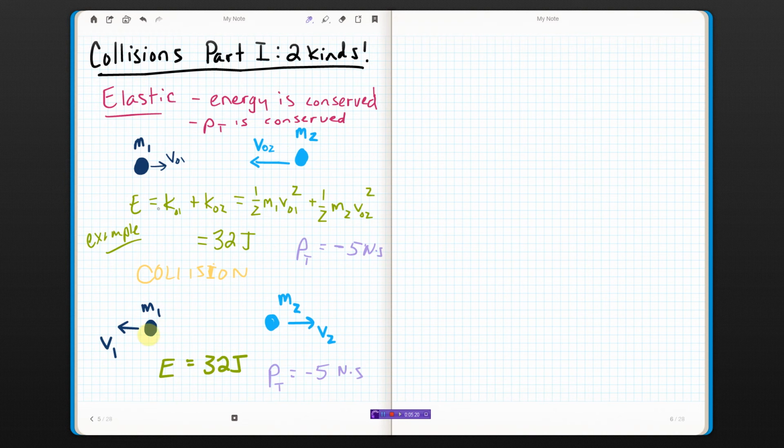So again, in real life, you don't get many of these elastic collisions. You get some collisions that are very, very close, but they're not perfect. What you do get a lot of is inelastic. Inelastic.